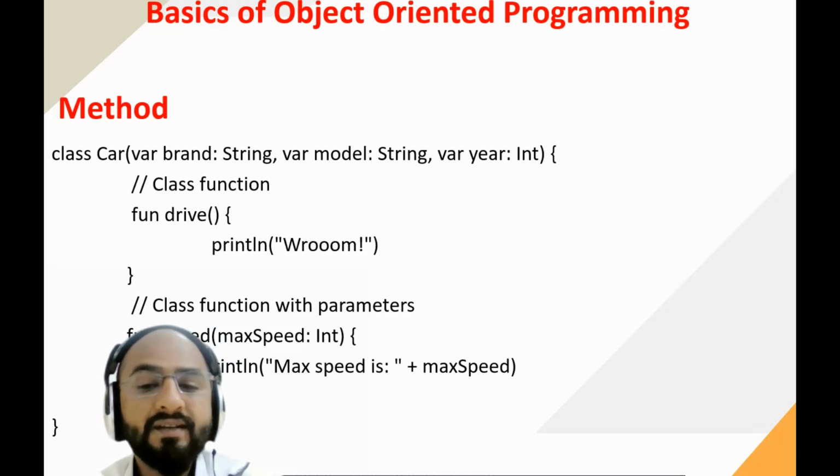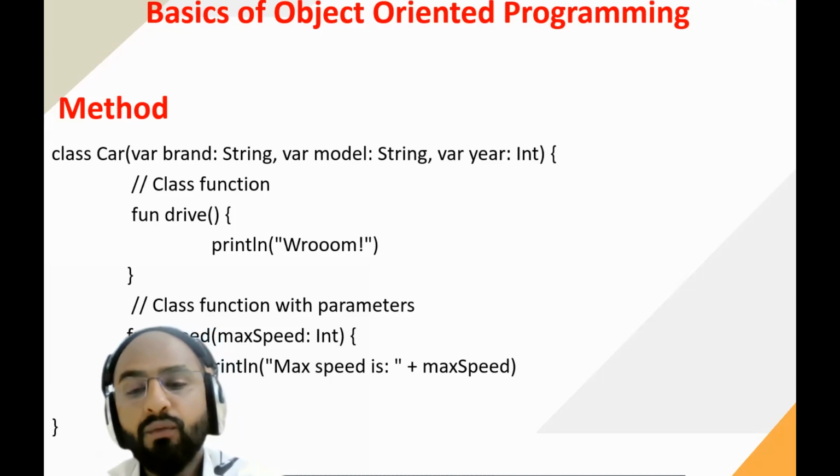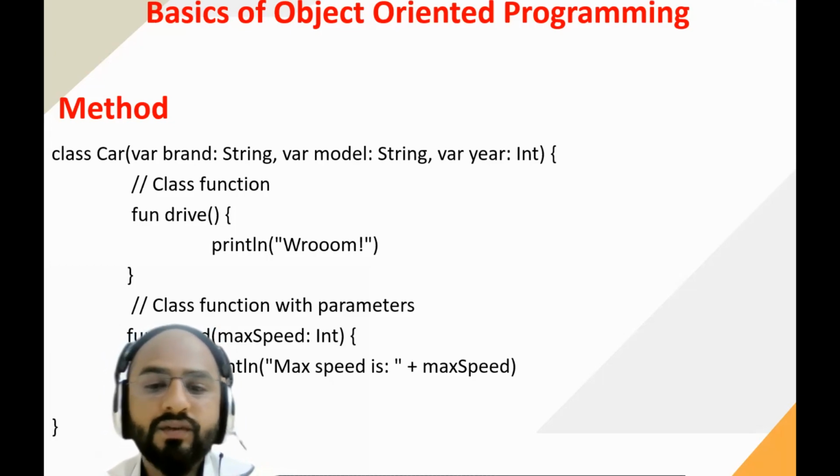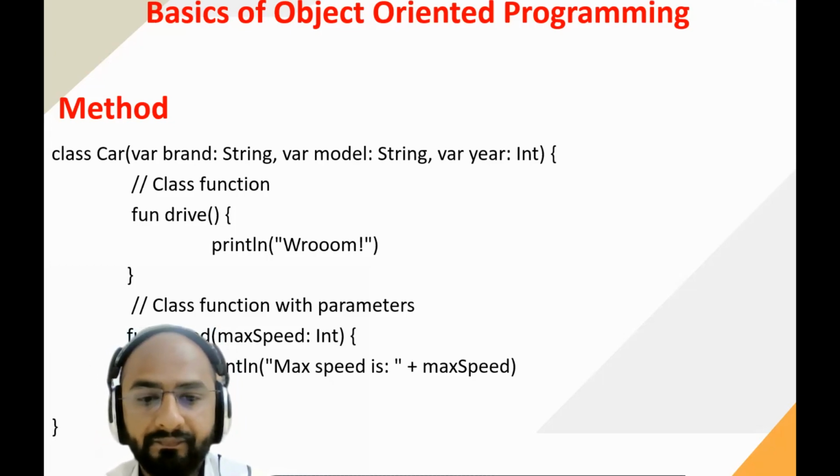plus maximum speed. So plus is a concatenation operator. It is used to concat an integer value with a string value. So when you want to concatenate an integer with a string, you can use the plus operator over here. It is a concatenation operator, right?